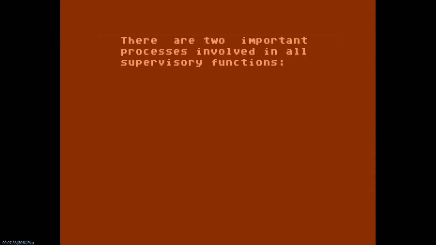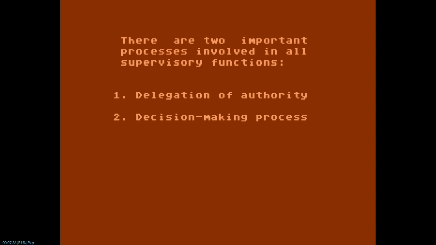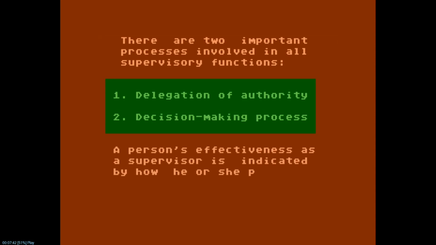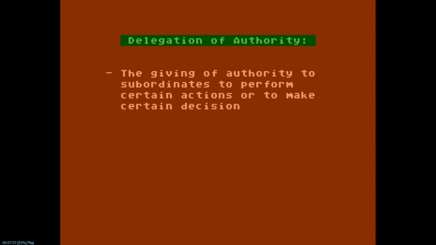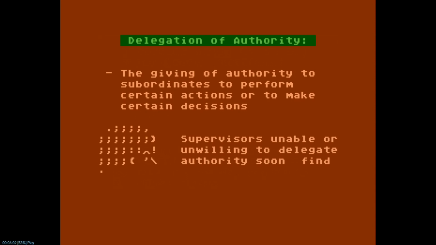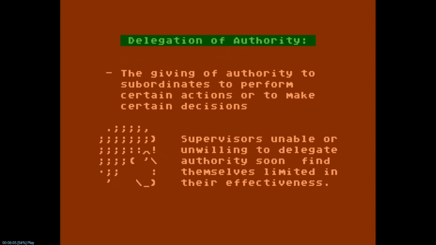There are two very important processes involved in all supervisory functions. One is called the delegation of authority, and the other is the decision-making process. A person's effectiveness as a supervisor is quickly indicated by how he or she performs in these areas. The delegation of authority means more than it might appear. Basically, it is the giving of authority to subordinates to perform certain actions or to make certain decisions. Supervisors who are unable or unwilling to delegate authority soon find themselves limited in their effectiveness.